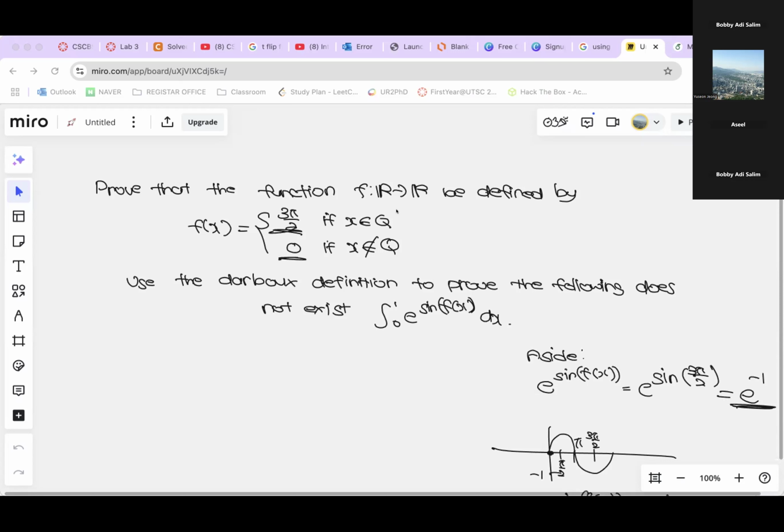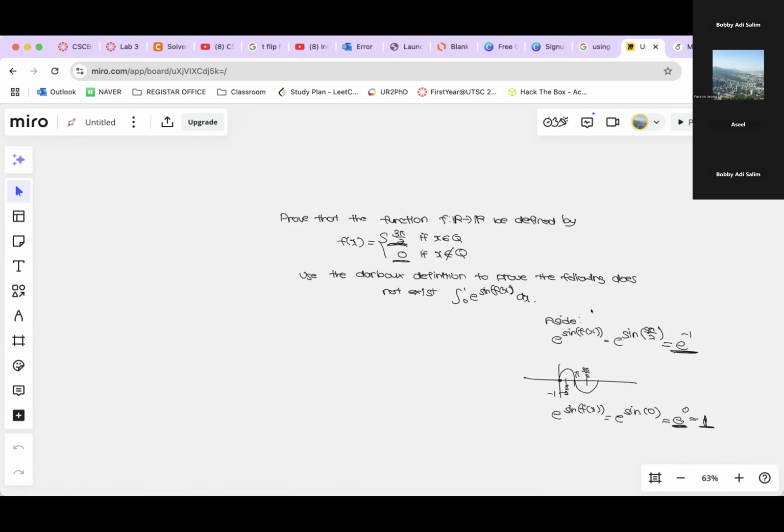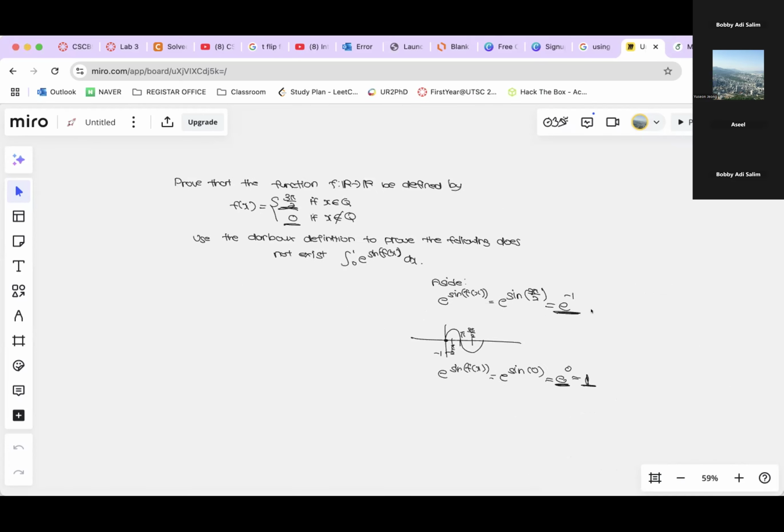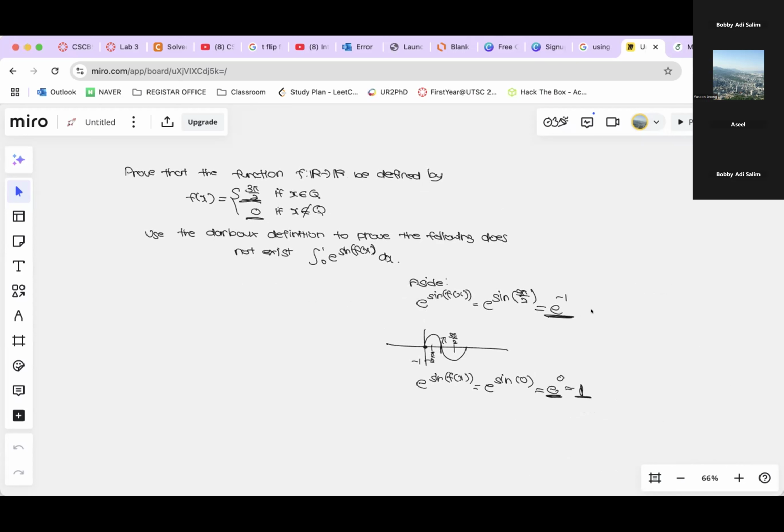So let's first start with the first line of justification that Kathleen always asks us to do, which is to identify what we are supposed to do in this question. So first, we want to show that the following does not exist.